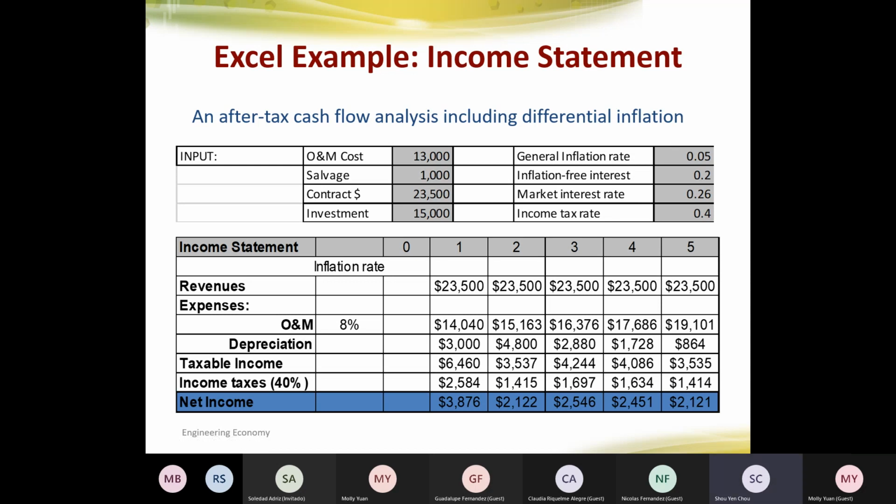So the net income, which is taxable income minus income tax over this, is similar to what we computed earlier on, except that our operating and maintenance cost will have 8% inflation. Okay, so this will influence our computation. Next.